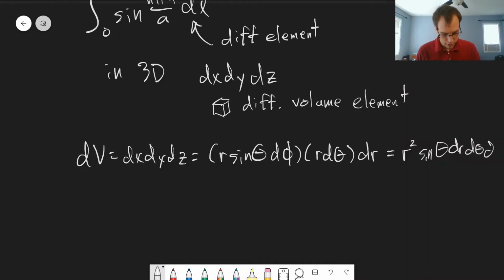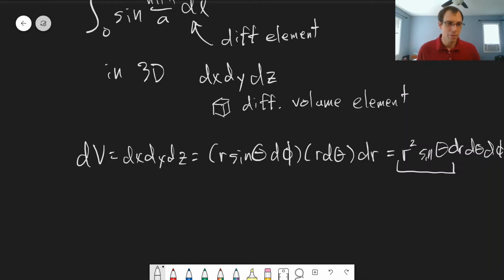And so if we combine all this, the differential volume element for spherical coordinates is r squared sine theta dr d theta d phi. So when we integrate in spherical coordinates, we always have this extra term of r squared sine theta that shows up because it's part of the differential volume element. So even if you're integrating over a constant, the r squared sine theta will always be part of this.